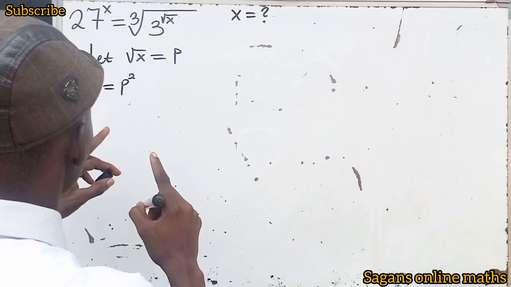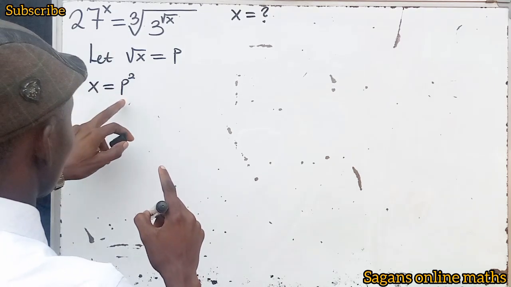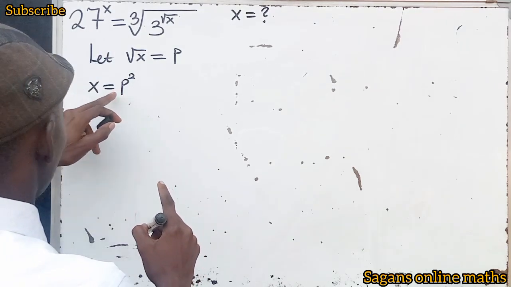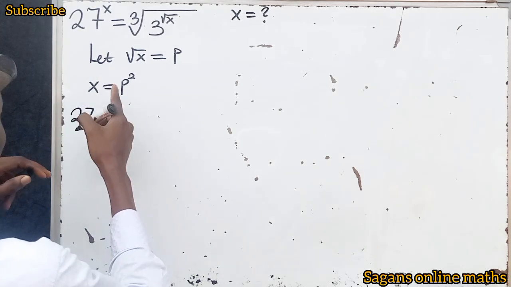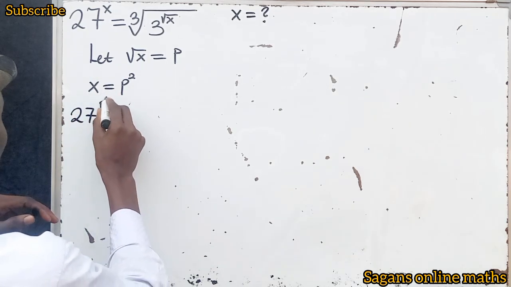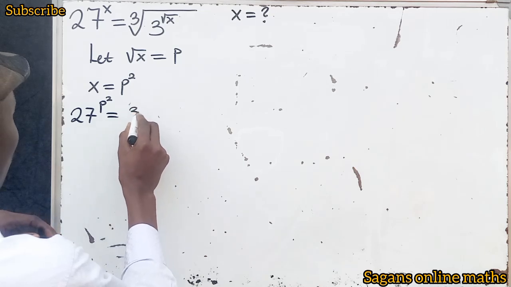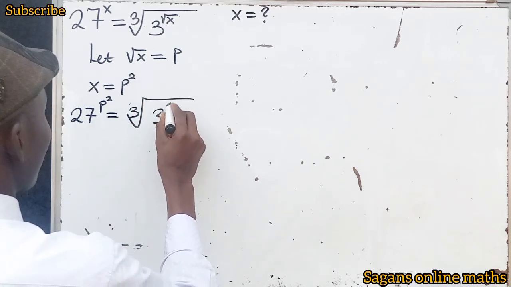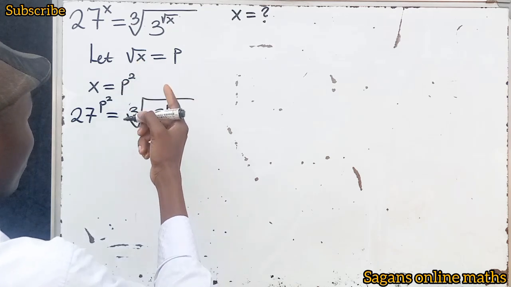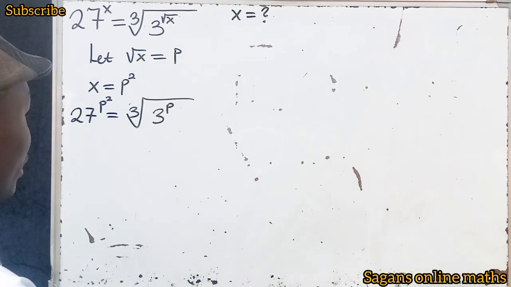Now what you are going to do, in place of s in this equation, we are going to substitute p squared. So you are having 27 to the power of s, which is now p squared, equals the cube root of 3 to the power of p, because root s is p. Wow, this is amazing, right?